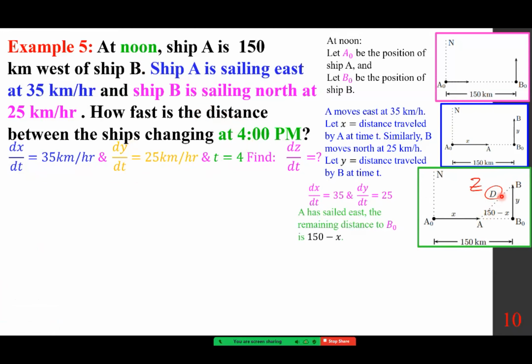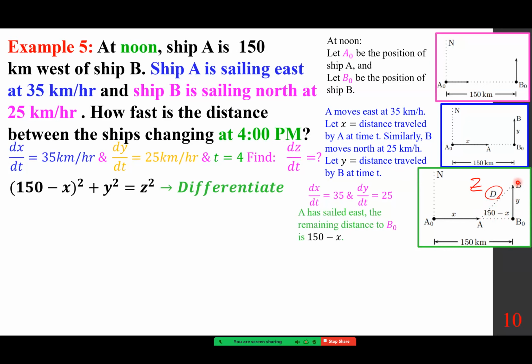And we are going to start with formulas and take it from there. So what formula are we using? Obviously, we are going to use the Pythagorean theorem, a squared plus b squared equals c squared. So this squared plus this squared is this squared. So (150 minus x) quantity squared plus y quantity squared is equal to z squared. That's it. You are going to differentiate with respect to t, or time.